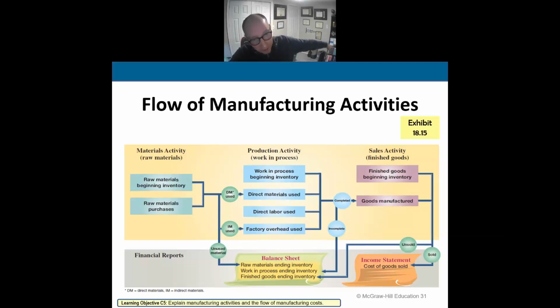Anything that's not used in the process stays as raw materials inventory on the balance sheet. Work that's in process and not yet complete is the ending balance of work in process inventory. And anything that we completed and is not yet sold is called finished goods ending inventory.